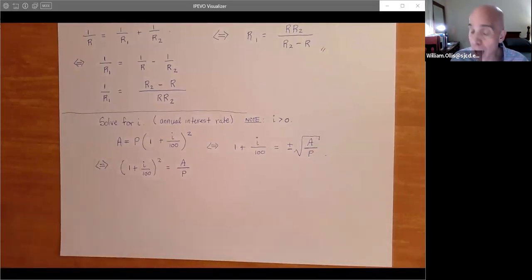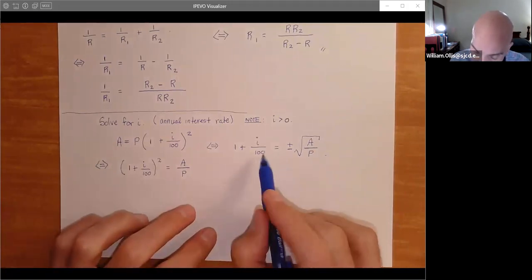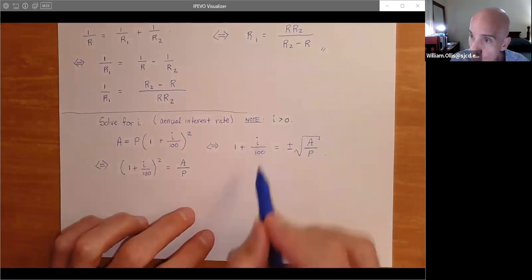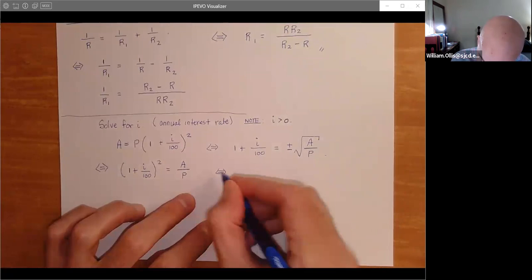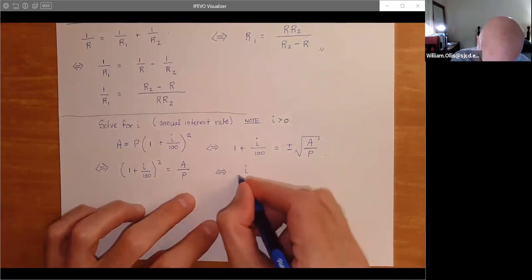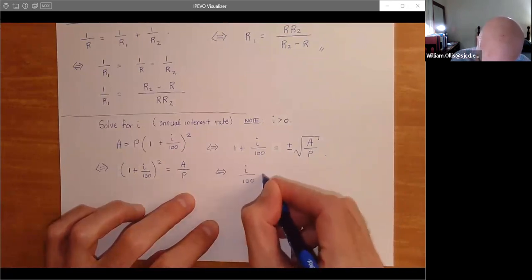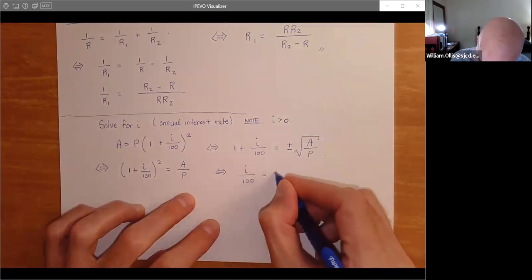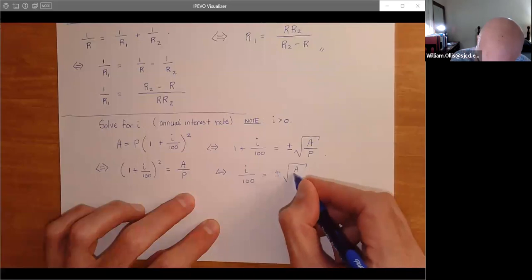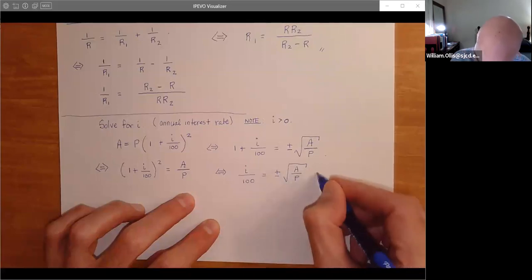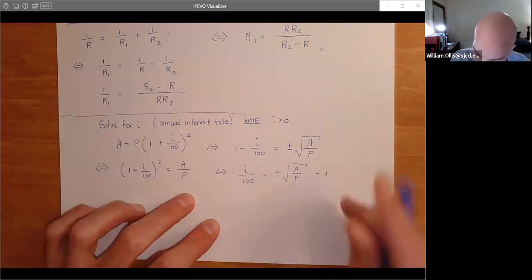Again, utilizing concepts about real numbers, even complex numbers. Now what we can do is see that we can actually solve for the fraction i over 100 by subtracting 1 from both sides. So we have i over 100 equals plus or minus the square root of A divided by P, minus 1.